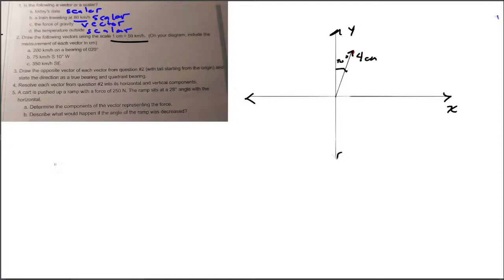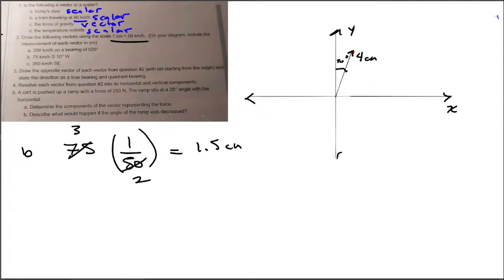Okay, so that was A. For 2B, we're going to do the same thing. I want to take this 75 kilometers per hour and multiply it by the conversion factor we created in the last problem, 1 over 50. So this is 3 times 25, and this is 2 times 25. So I've got 3 halves centimeters, which is the same as 1.5. So we'll call that 1.5 centimeters, which is probably how your teacher wants to see it anyway.